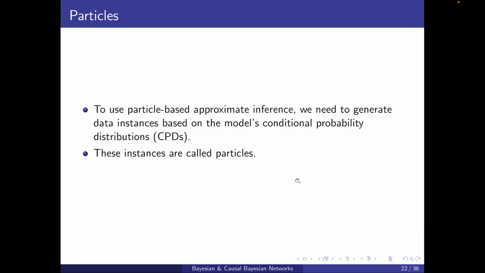In the previous section, we talked about the fact that exact inferences can be quite computationally costly, and therefore we need approximate inferences. The one that we're going to focus on in the next sections and this one is particle-based approximate inference. To use this kind of inference, we need to generate data instances based on the model's CPDs, and these data instances are referred to as particles.